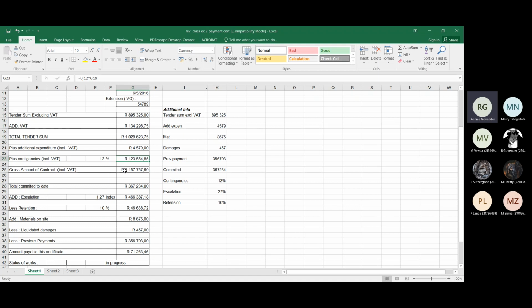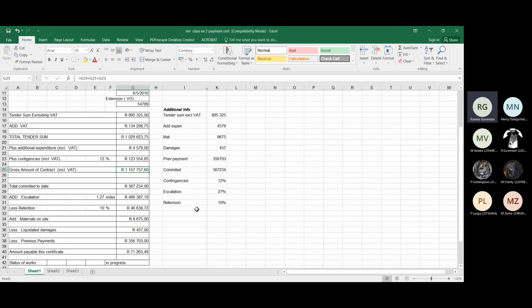That gives us a gross tender amount of our 1,029, plus the 4,579, plus the 123,554.85, which gave us 1,157,757. That's the total or gross amount of your contract. Right. Now, total committed to date. There we go. We said total committed to date. We are given 367,234.